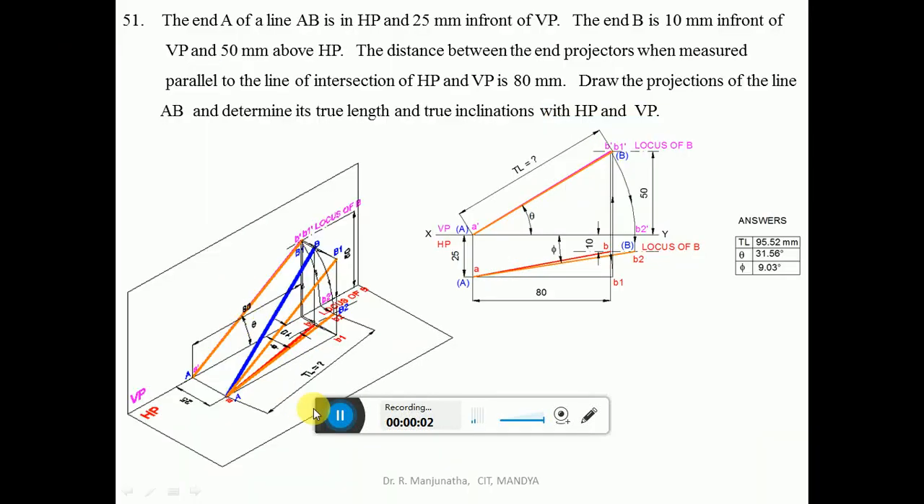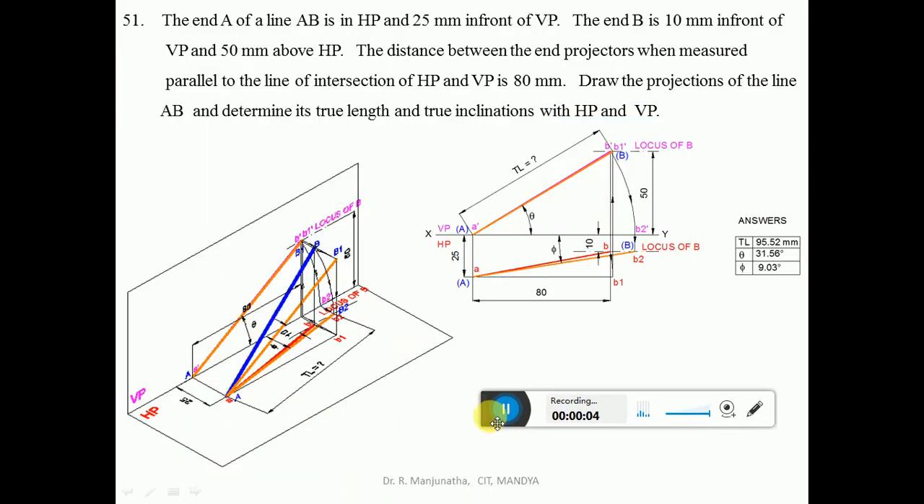The end A of a line AB is in HP and 25 mm in front of VP. The end B is 10 mm in front of VP and 50 mm above HP. The distance between the end projectors when measured parallel to the line of intersection of HP and VP is 80 mm. Draw the projections of the line AB and determine its true length and true inclination with HP and VP.